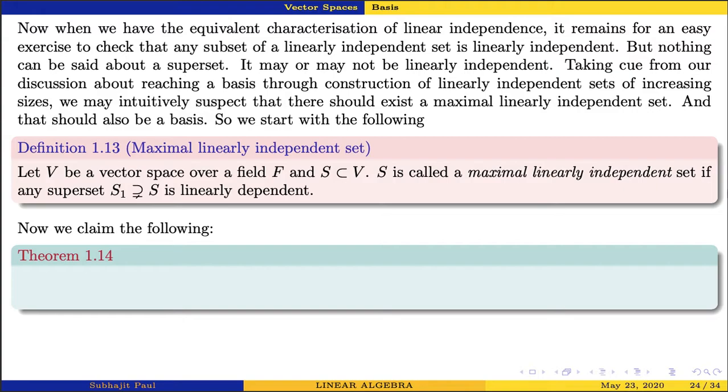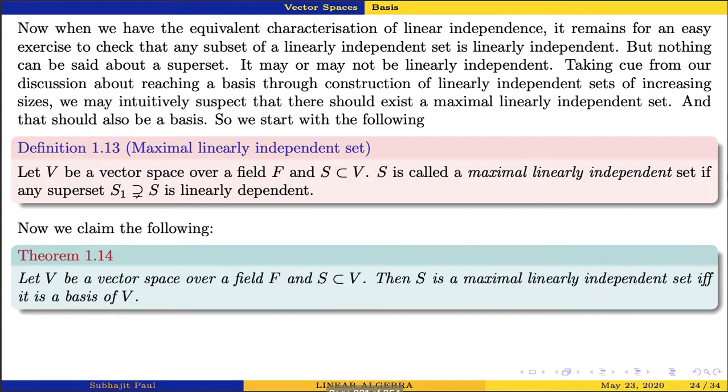Now we claim the following: let V be a vector space over a field F and S a subset of V. Then S is a maximal linearly independent set if and only if it is a basis of V. So what we were suspecting, our intuition, is actually true. This theorem guarantees that.